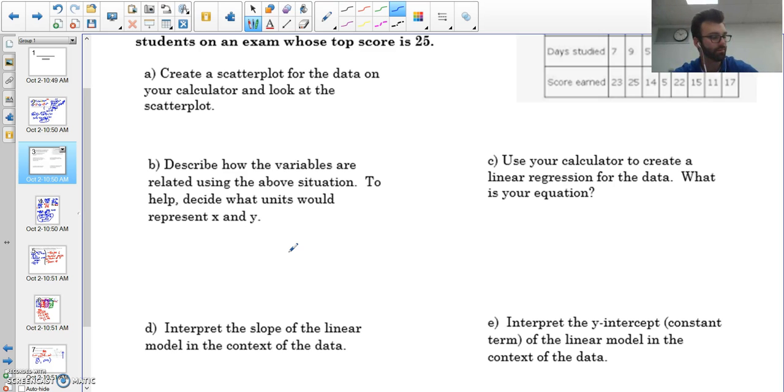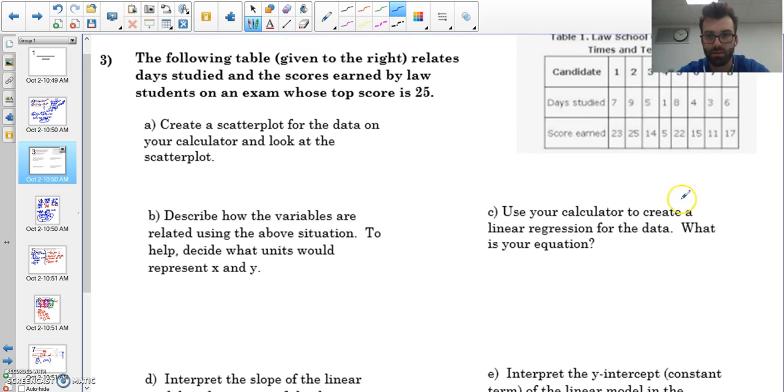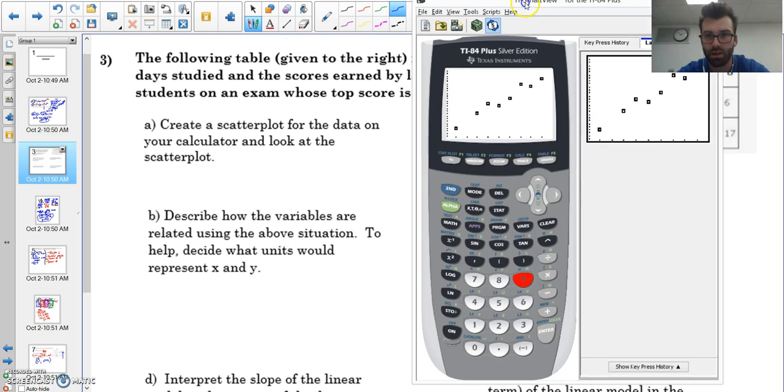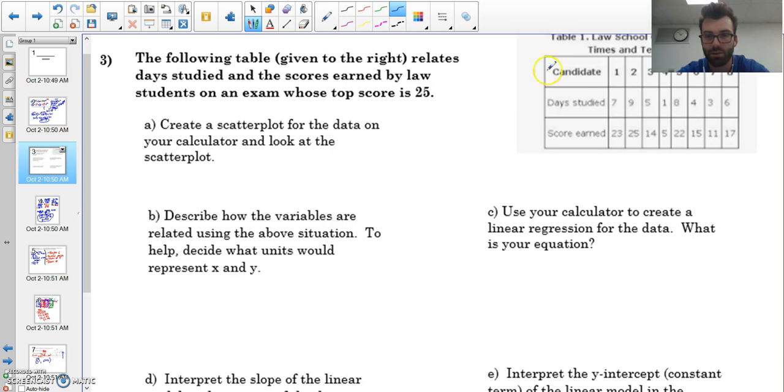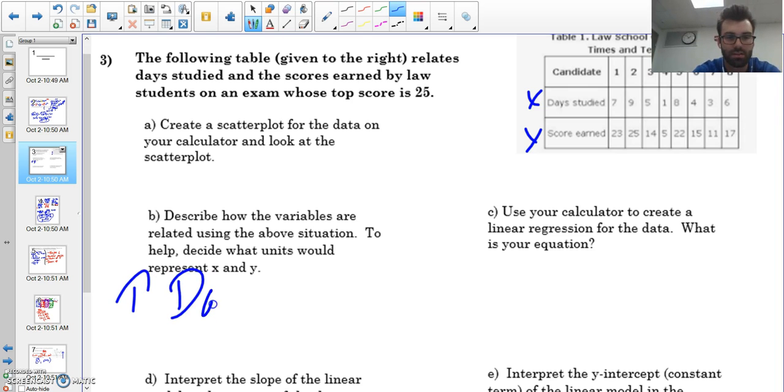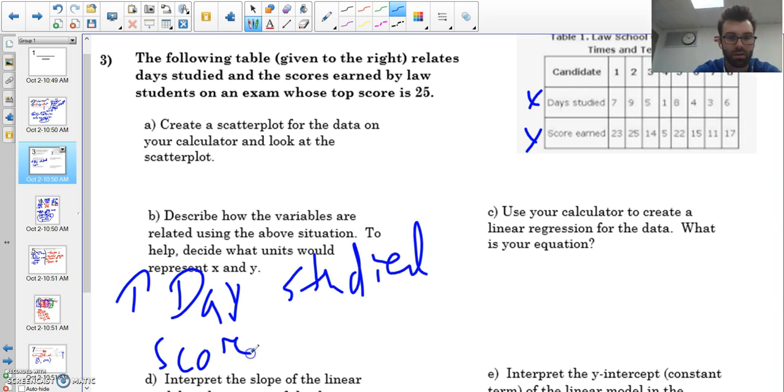Next, describe how the variables are related using the above situation. Think about this in terms of the problem. As my x's increase, my y's increase as well. In terms of the problem, as the days studied increase, which is my x, my independent variable, my y, which is my L2, my dependent variable, the score earned increases. So as you increase the days studying, the score earned increased as well.